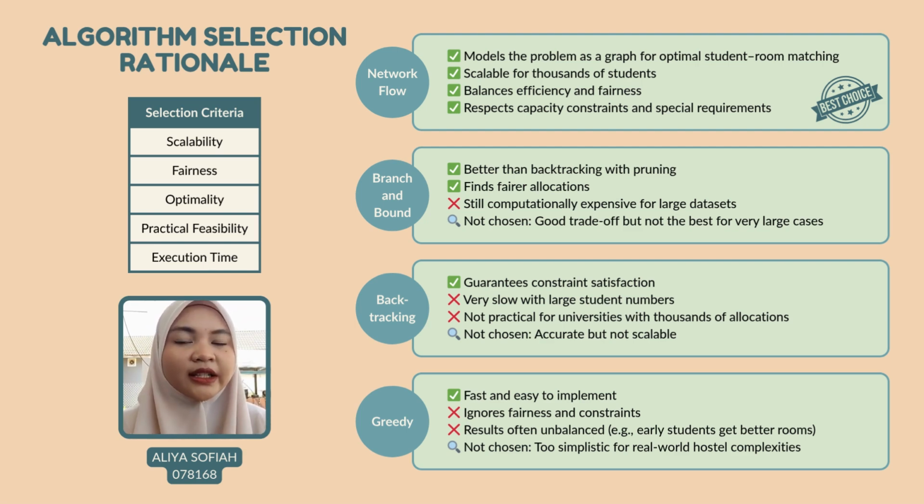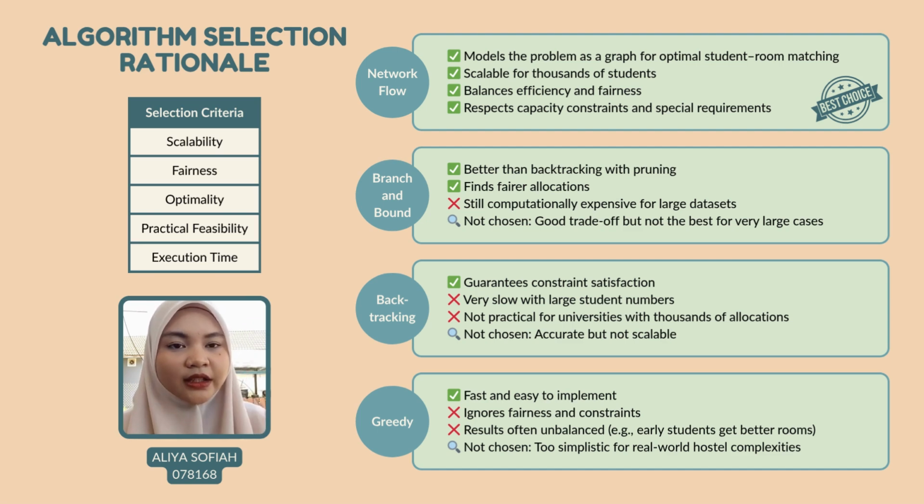The problem with backtracking is that it is very slow with large student numbers, so it is not very practical for universities with thousands of students. So that's why we do not choose it, as it is accurate but not very scalable.